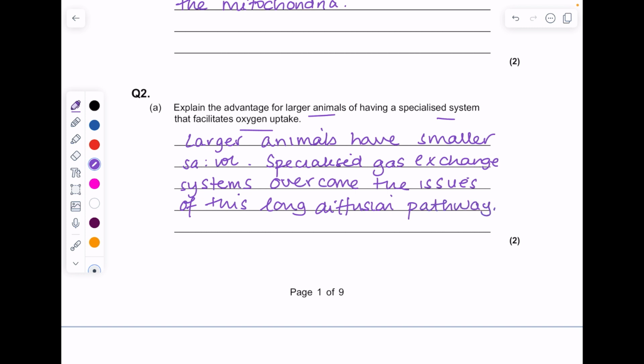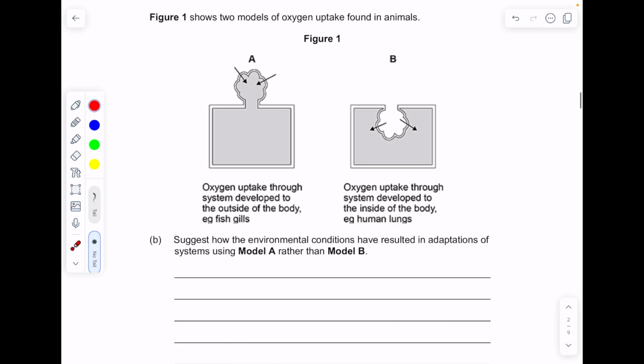Remember, the larger the surface area to volume ratio, the shorter the diffusion pathway, so that's why we're arguing the need for the specialised gas exchange system. Figure 1 shows two models of oxygen uptake found in animals. In A, we've got oxygen uptake through a system developed to the outside of the body, such as fish gills, versus oxygen uptake through a system developed to the inside of the body, such as human lungs. This is looking very like an alveolus.